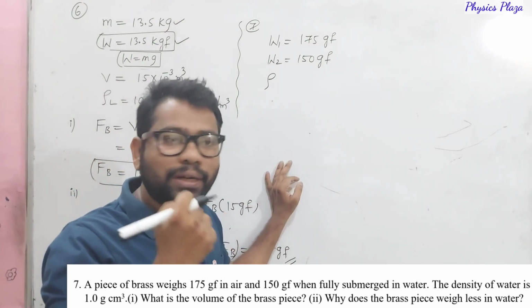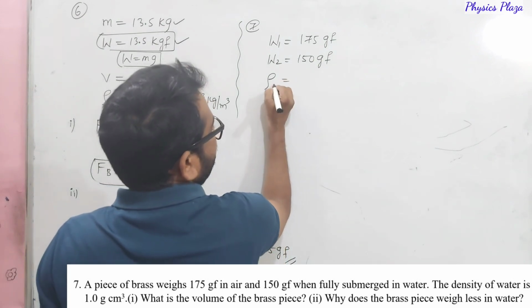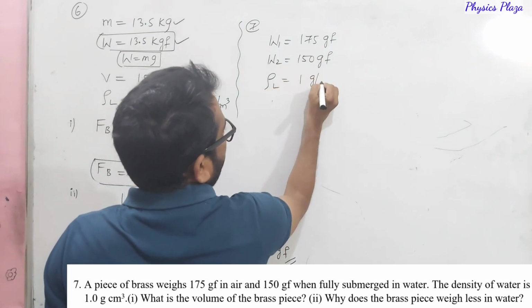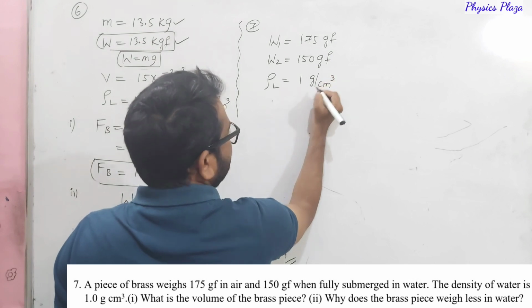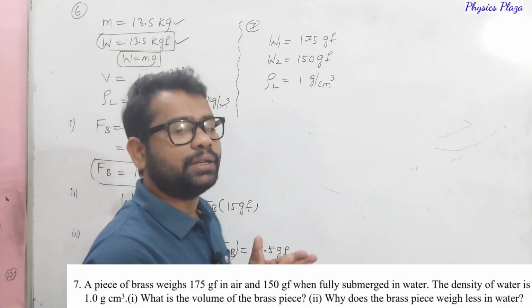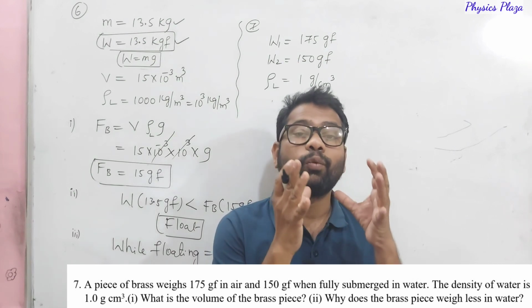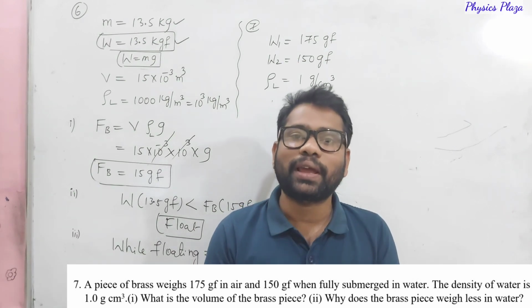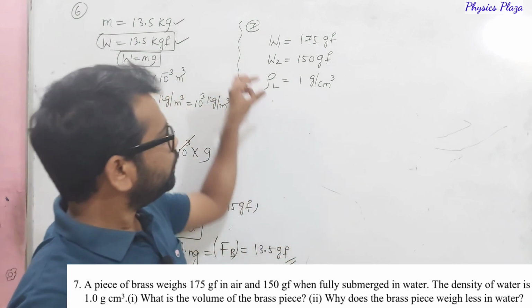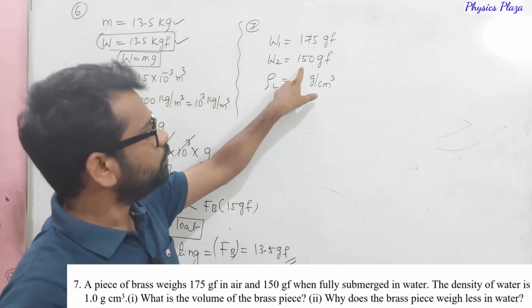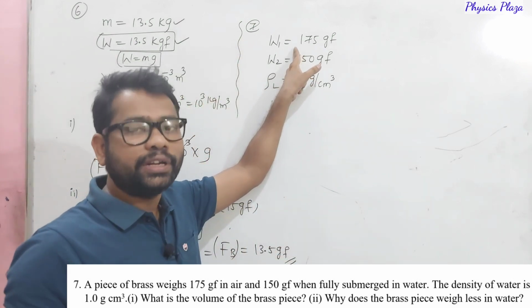And we know that the density of water is 1 gram per centimeter cube. They are asking us to calculate its volume, and to explain why, when it is immersed in water, its weight is less than its true weight.